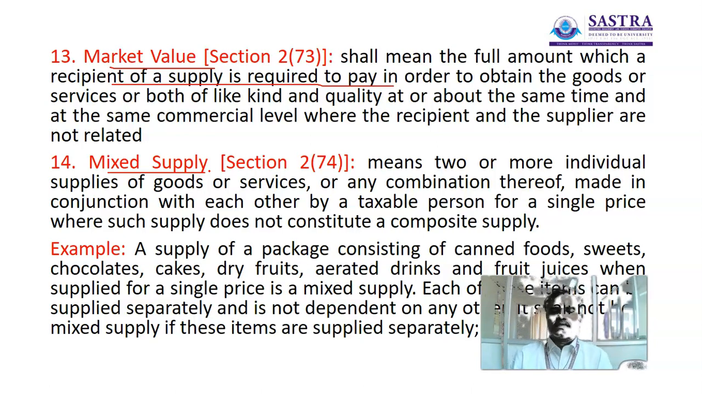This is a suitable example for composite supply and mixed supply. Keep it in your mind. When you buy a cell phone, this is composite supply. When you travel by train, this is composite supply. When you stay in a hotel, this is composite supply because they give some insurance or give breakfast along with your room rent. This is composite.